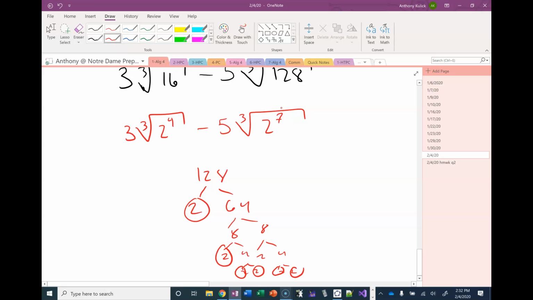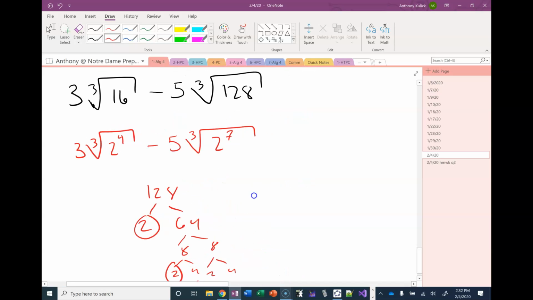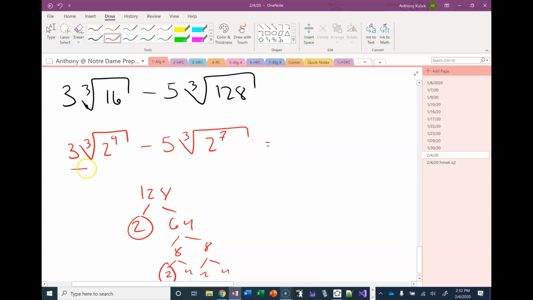Everybody good? So looking at the first radical here, how many 2's can I take out? 1. How many would be left? How many 2's are left? 1, right? I had 4. It takes 3 to get 1 out. 4 minus 3 is 1.